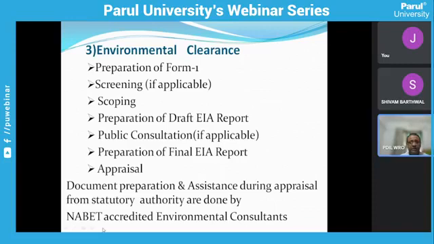All these activities are done by a specialized team. They are NABET accredited, because the consultant or the organization should have the NABET accreditation, and there should be at least one EIA coordinator and a number of functional area experts. And these are a good career prospect for chemical engineers or environmental engineers.